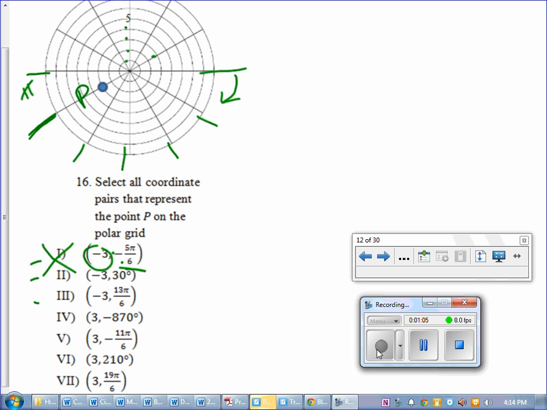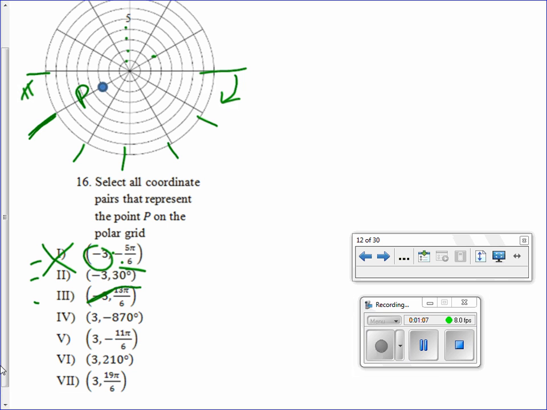Now let's check 2. Again, start with theta. This time we're in degrees. Each spoke is 30 degrees. So we're going to go 30 degrees in the counterclockwise direction because it's a positive 30 degrees. And that ends us up at that spoke. And then we're going to go -3, which means you go in the opposite direction. 1, 2, 3. And we do end up at P. So 2 works.